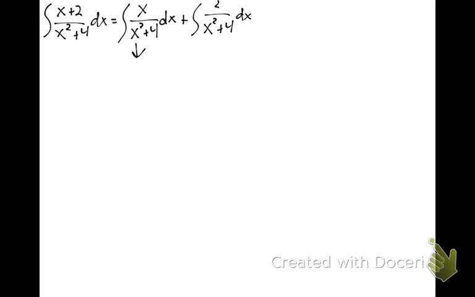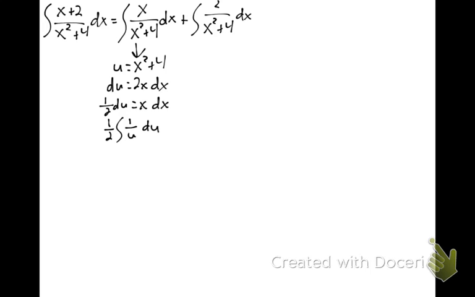Dealing with the first, by U-substitution, if u equals x squared plus 4, then du equals 2x dx, or half of du equals x dx. So by substitution, we've got 1/2 times the integral of 1 over u du, which becomes 1/2 the natural log of the absolute value of u plus c, or 1/2 the natural log of x squared plus 4 plus c.